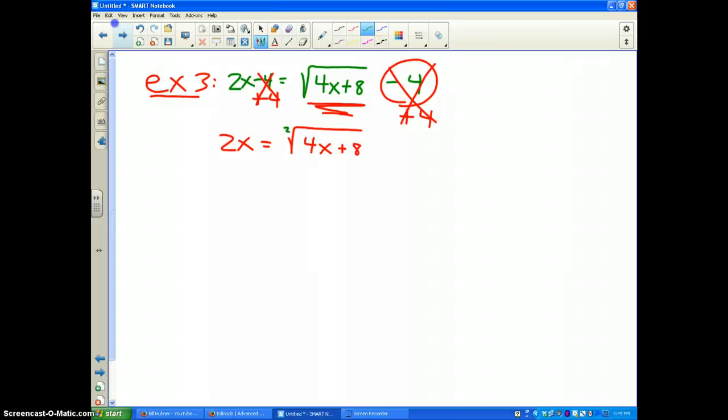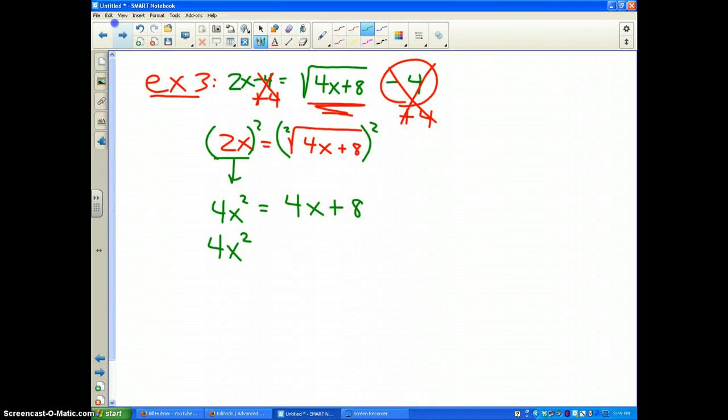It's a power of 2, so therefore I'm going to square both sides. Well, this side is 2x times 2x, which is 4x squared, which is equal to this side over here, which is what's left inside the square root symbol. So I get 4x squared equals 4x plus 8. All right, well, got to make that equal to 0. 4x squared minus 4x minus 8 equals 0.